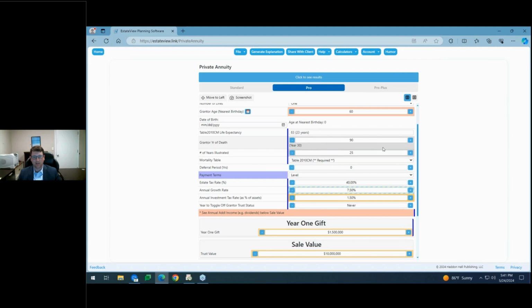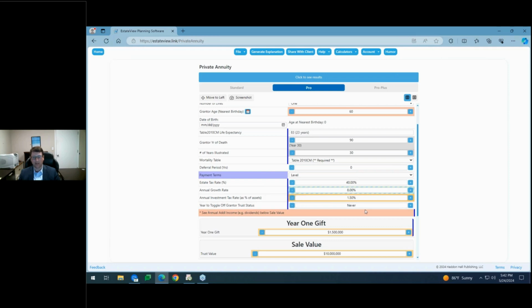So how many years do I want to illustrate? When am I going to die? So let's say I'm going to die at age 90. I want to illustrate 30 years, which is the number of years until my death. Again, we can set the deferral period if we want, level or graduated, what the estate tax will be, what rate assets are growing at. Let's use 8%. We're going to pay 1.5% of value as investment taxes. So basically capital gains, interest, dividends will be about 1.5% of the assets each year.